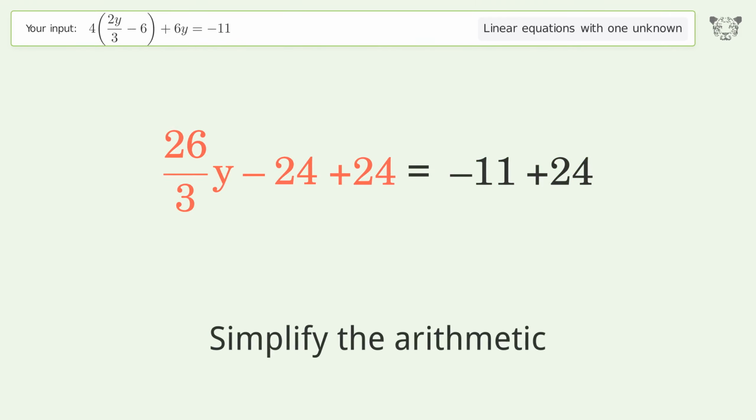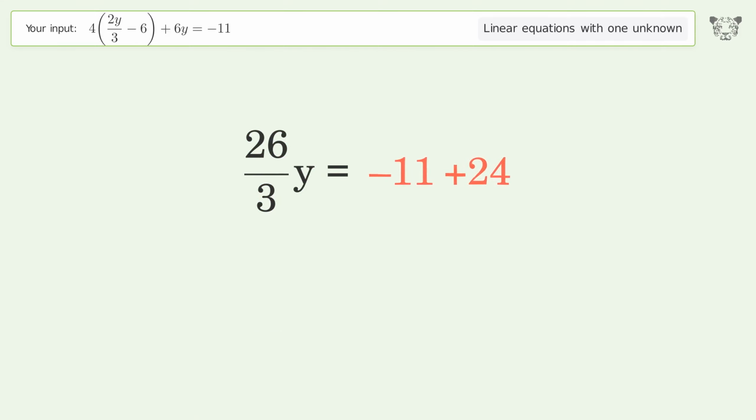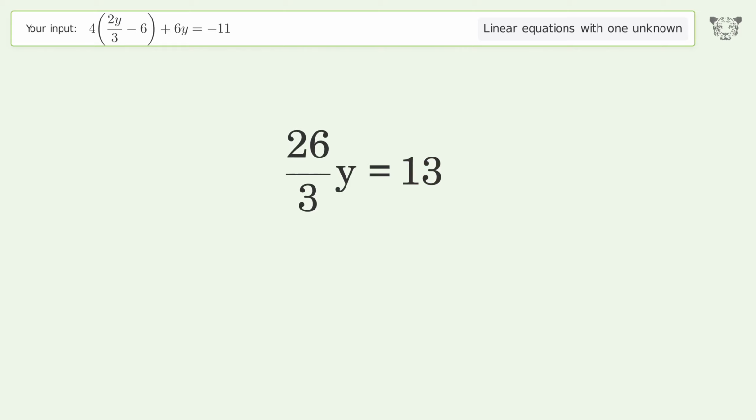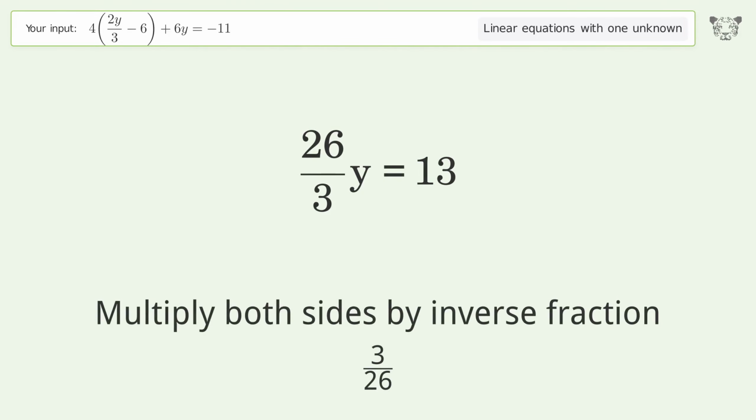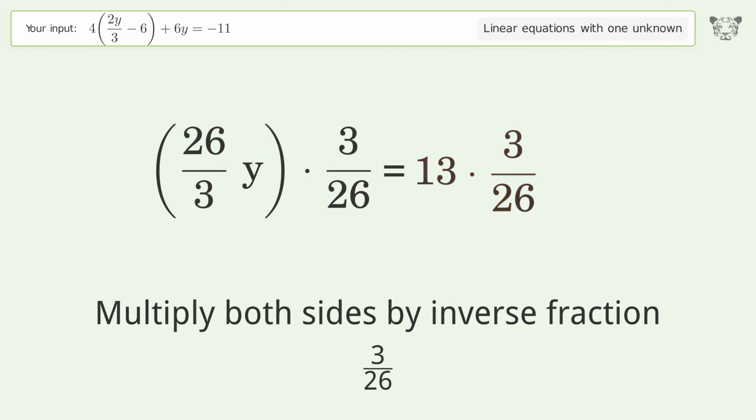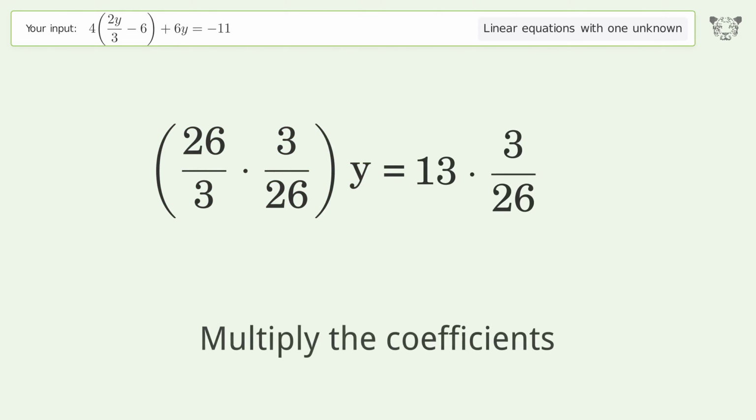Simplify the arithmetic. Isolate the y. Multiply both sides by the inverse fraction 3/26. Group like terms. Multiply the coefficients.